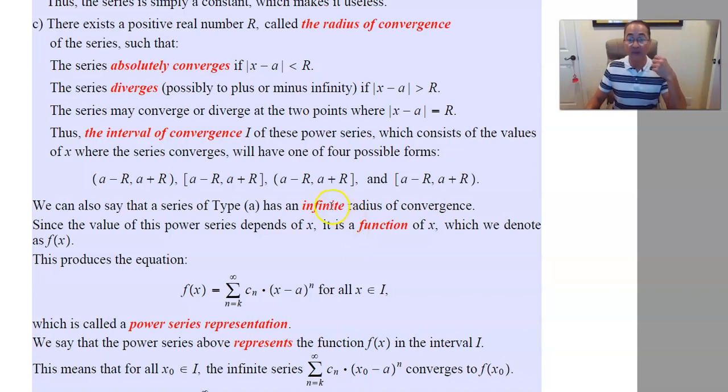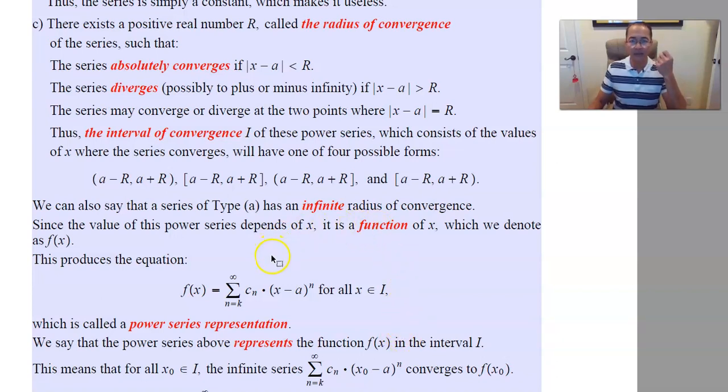Okay? But there are always going to be 4 possibilities. The series will not converge on either endpoint, so round parentheses. It will converge on the left and on the right, so it's square brackets, both on the left and on the right. Only converge on the right, diverge on the left. Only converge on the left, diverge on the right.